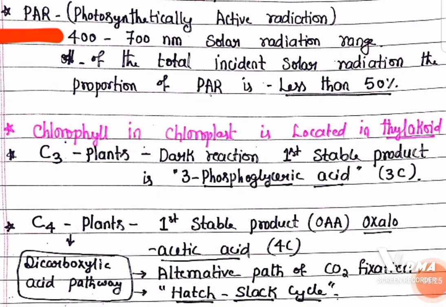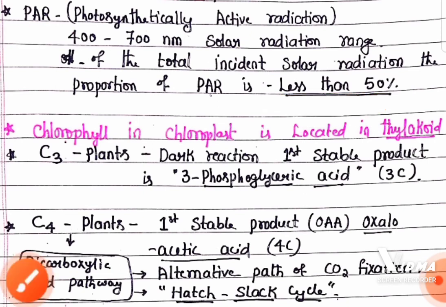PAR means photosynthetically active radiation. Remember, out of the total incident solar radiation, the proportion of PAR is just less than 50%. Remember these 2 points.